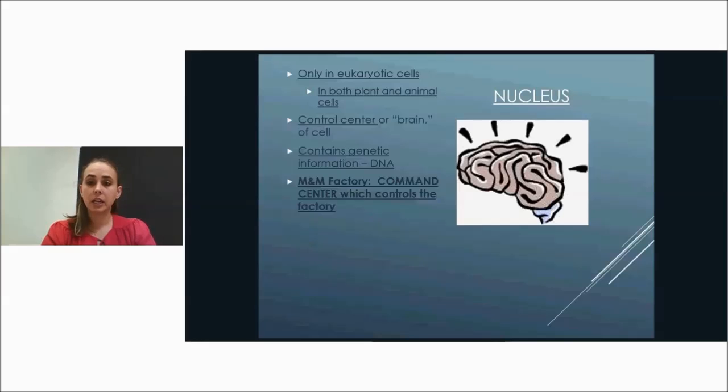The nucleus in and of itself is the home for the DNA. It is the protection that surrounds your genetic information. And in your organelle analogy sheet, as part of an M&M factory, it would be the command center that controls the entire factory.